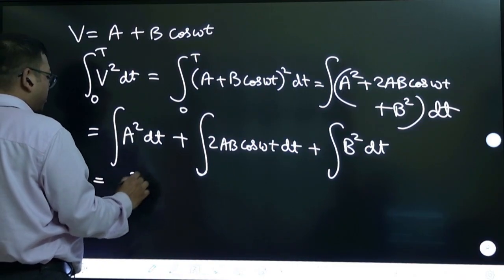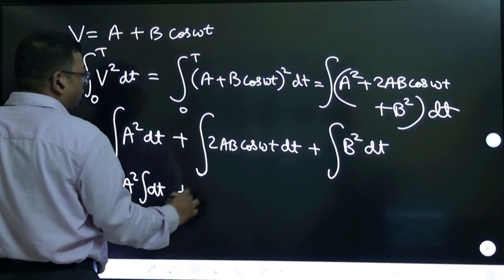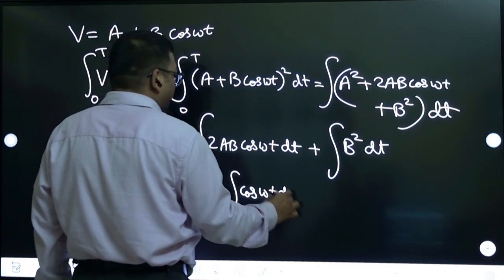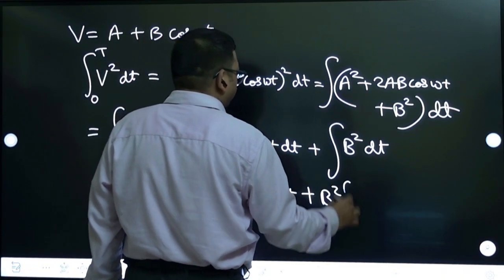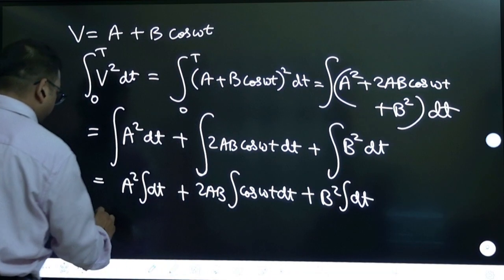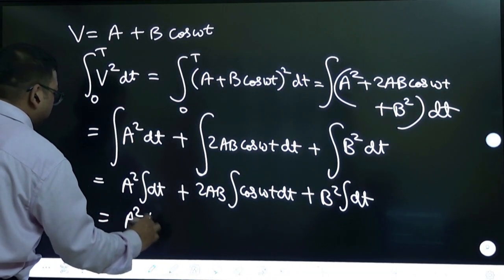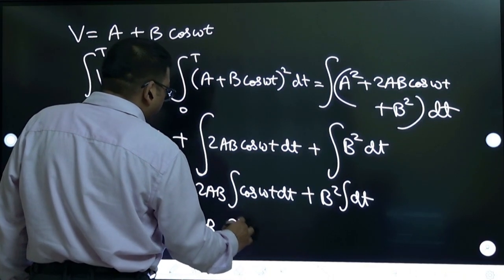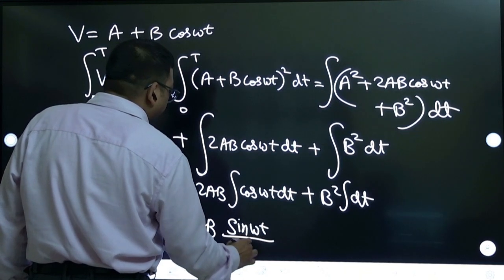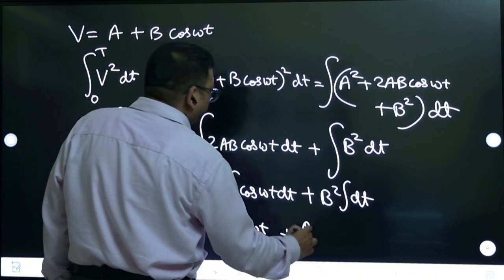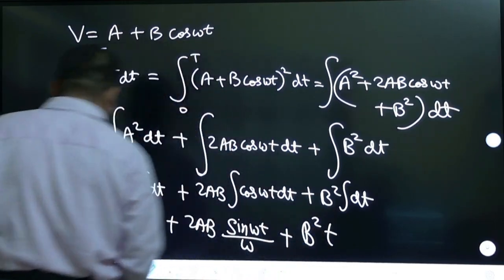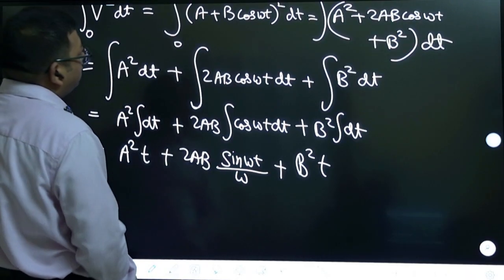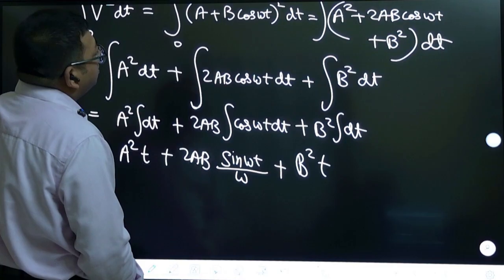A square comes out, it is integration of dt. Here 2AB comes out, it is integration of cos omega t dt. Here B square comes out, it is integration of dt. So A square dt integration is t, plus 2AB comes out, cos integration is sine divided by omega, plus B square comes out, dt integration is t. Now let us put the limits. Correct? Did I make any mistake?